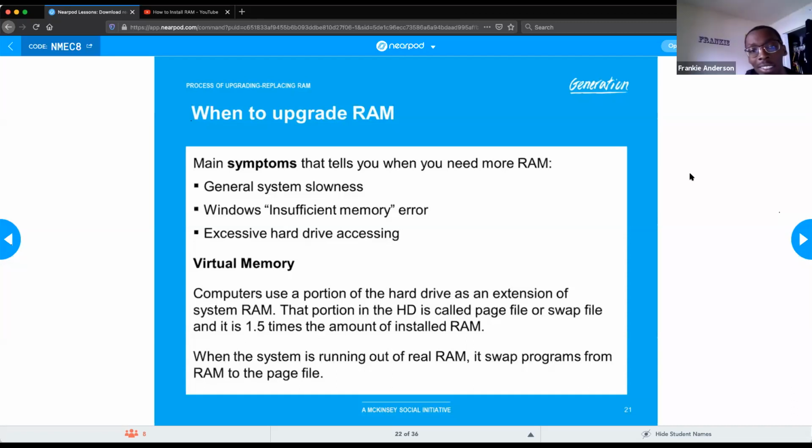So I got a question. When it's in the virtual memory, is whatever's in there still running, or is it just kind of like holding it in place until you go back to it?